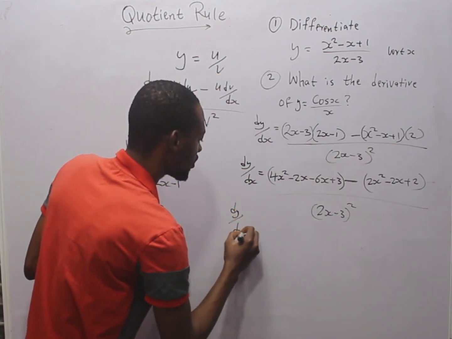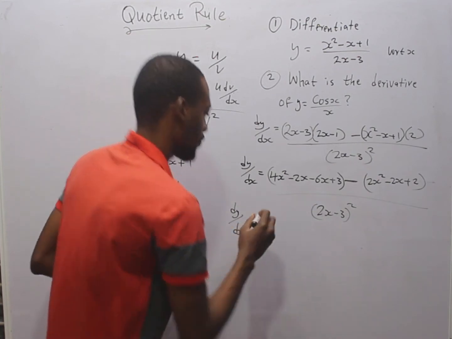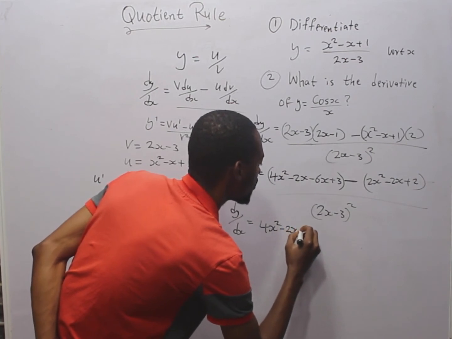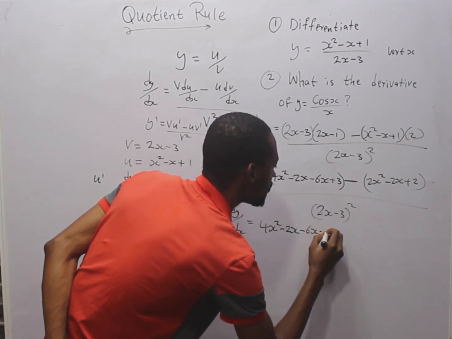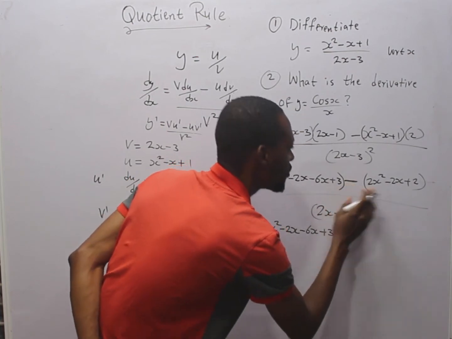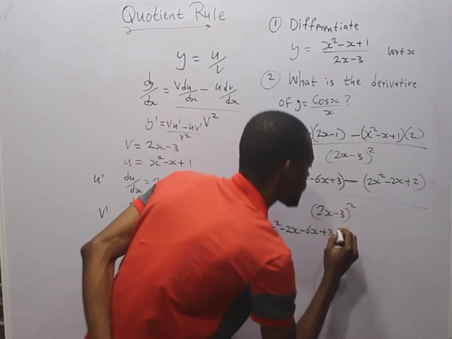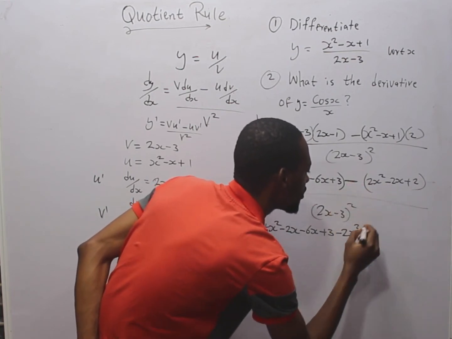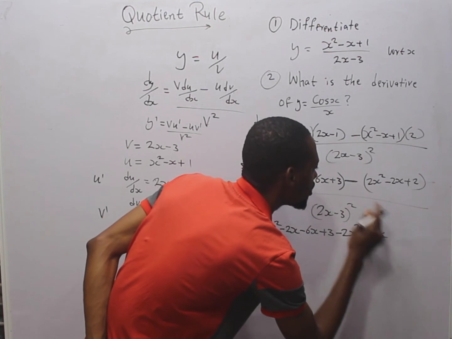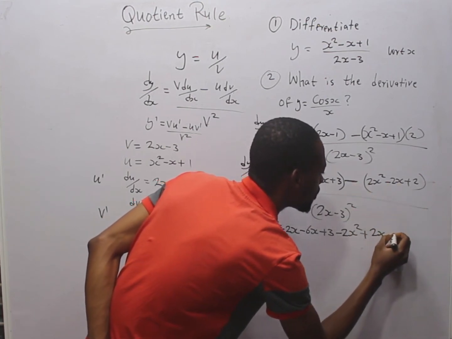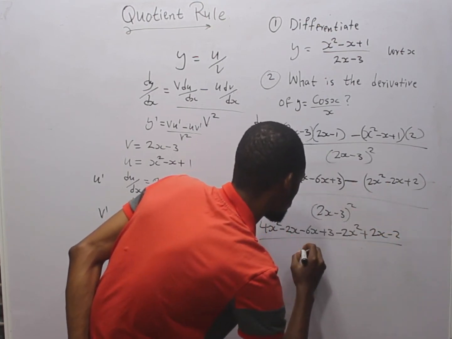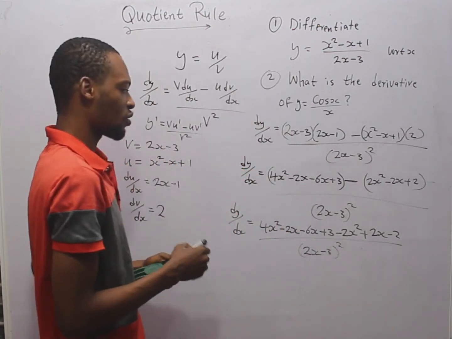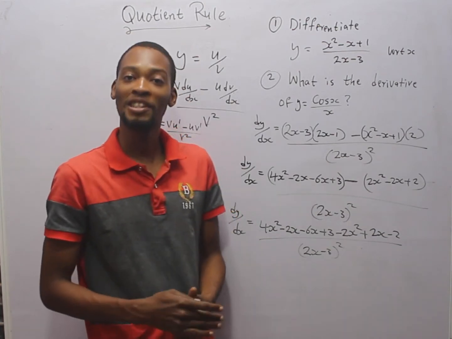dy over ds is simply equal to 4s squared minus 2s minus 6s plus 3. Now let's use this minus to open up the bracket to have minus 2s squared, minus times minus plus 2s, minus times plus minus 2, all over 2s minus 3 squared. So do you understand? Are you following at all?